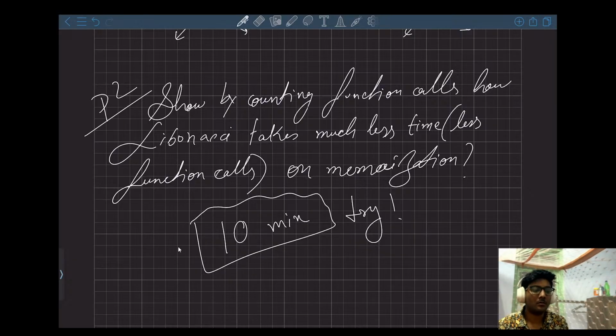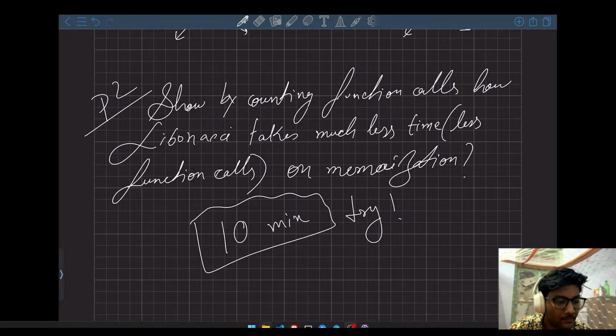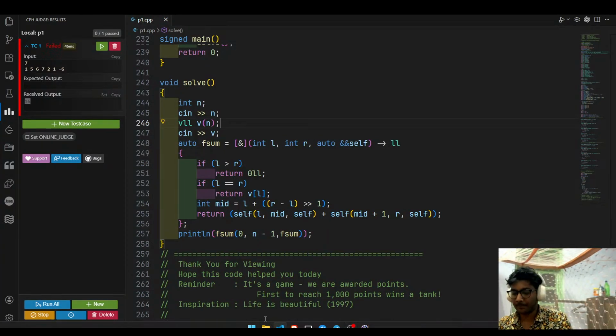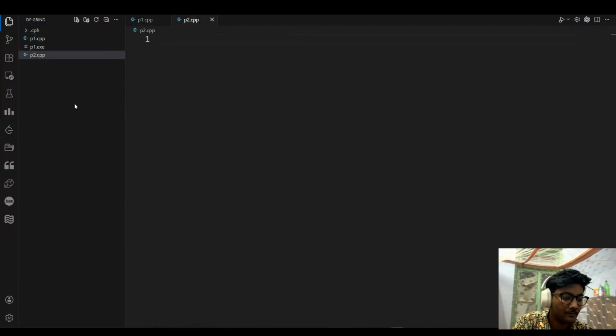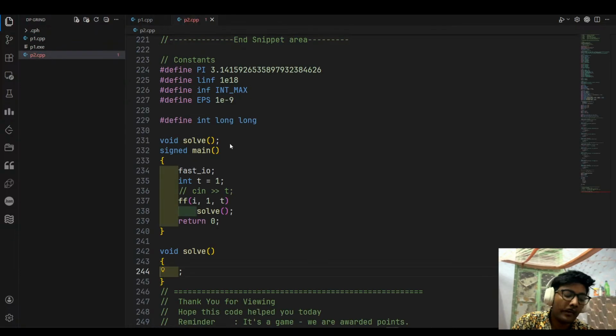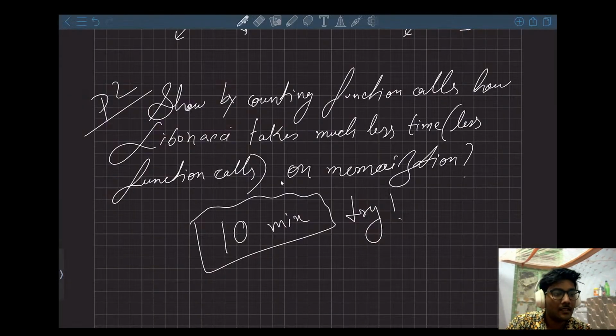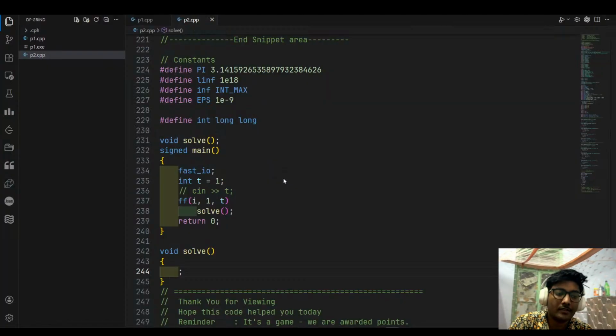Okay, so I think we have given enough time to solve this. Let me just give you the solution now. Let me just go to problem 2, p2.cpp. So we want to prove that Fibonacci actually takes less time, through the amount of function calls.